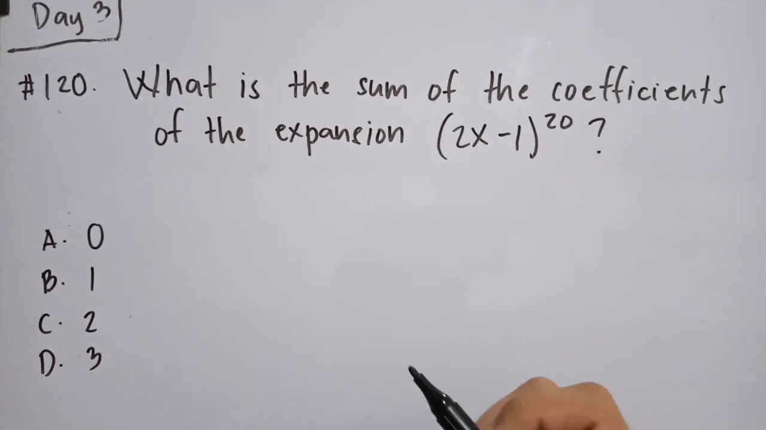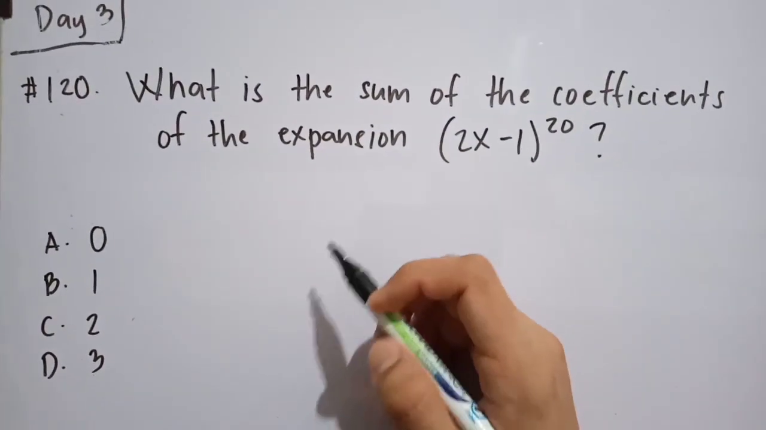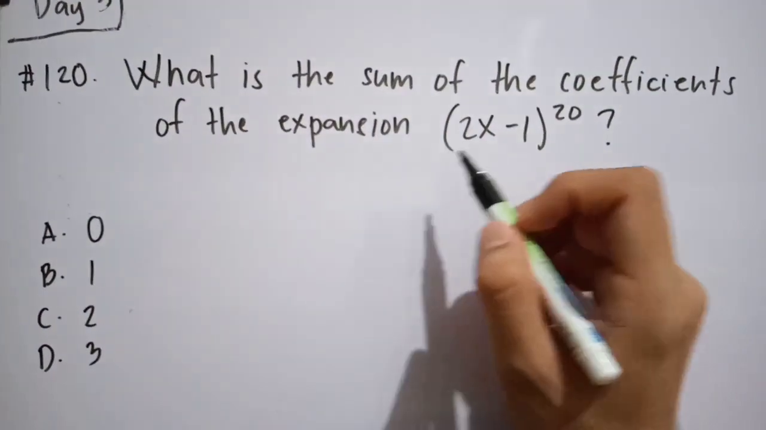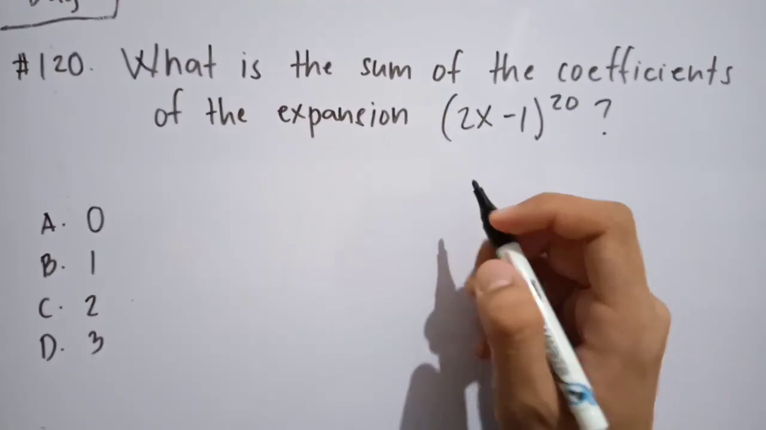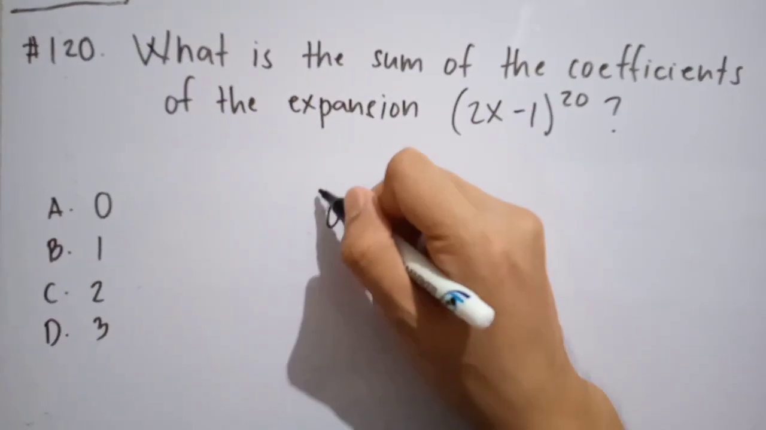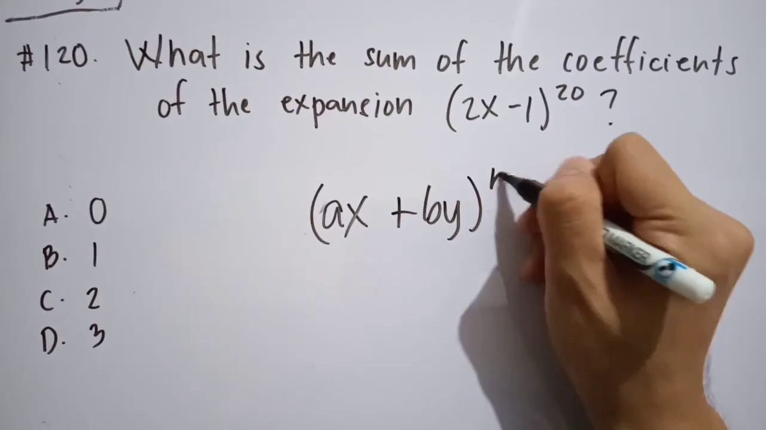Ito na yung last problem natin para sa video na to. This is problem number 120. So, sabi, what is the sum of the coefficients of the expansion 2x minus 1 raised to 20? So, kung maghahanap ka ng sum of coefficients, for example, ax plus by raised to n.